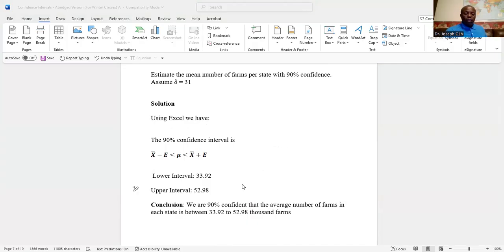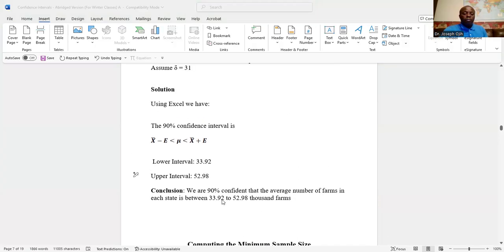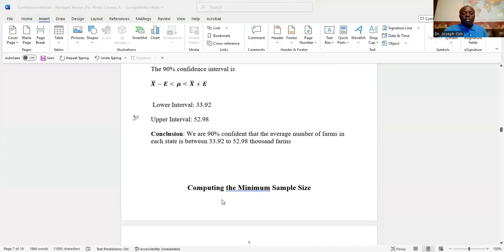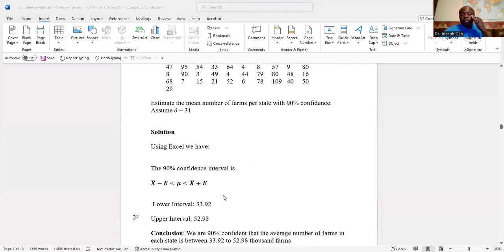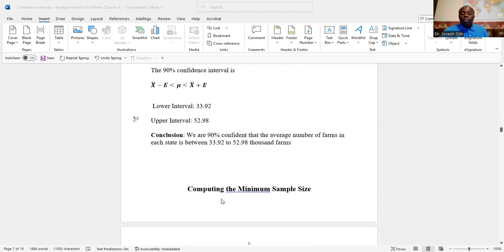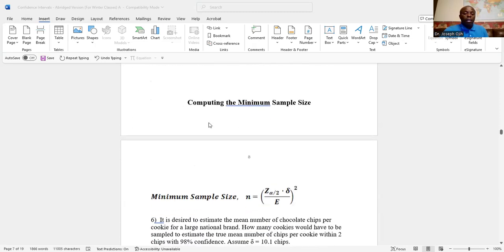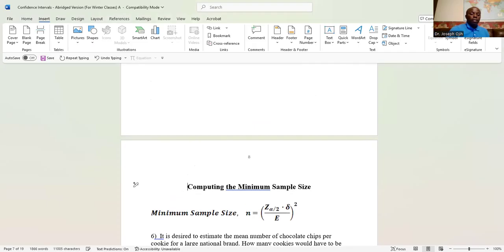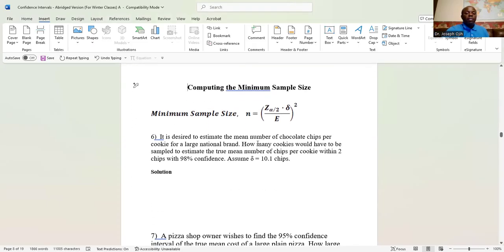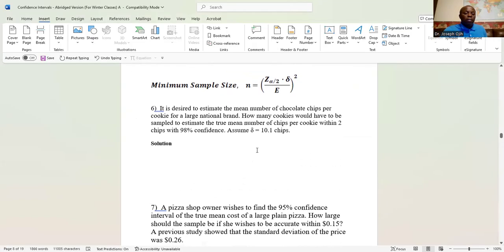Let us look at how to find the minimum sample size. Since there's no question, I'm going to proceed to finding the minimum sample size. The formula we use for finding the minimum sample size is n equals z alpha over 2, which represents the critical value, times the standard deviation over the error, squared. For example, I'm going to try one example here. This one is very direct.